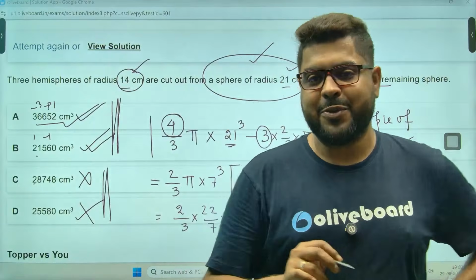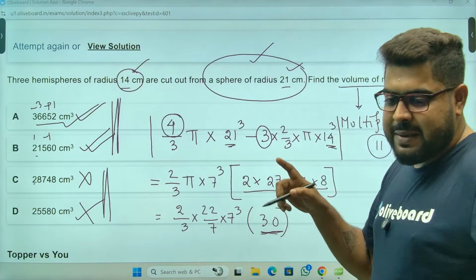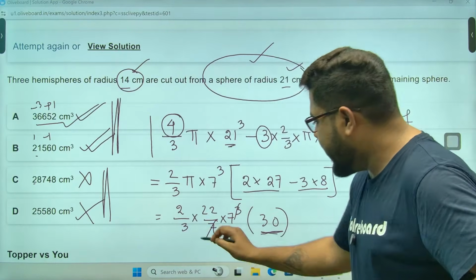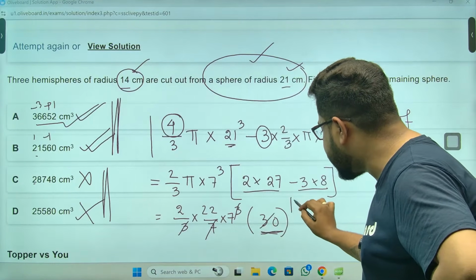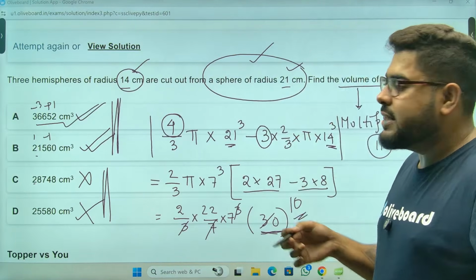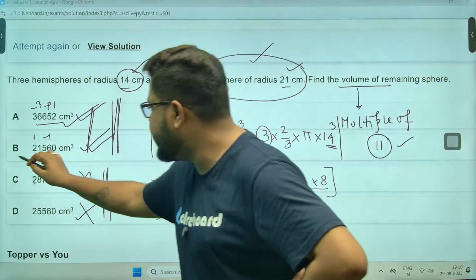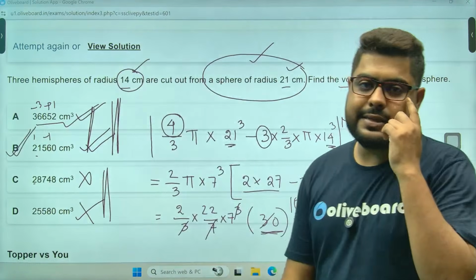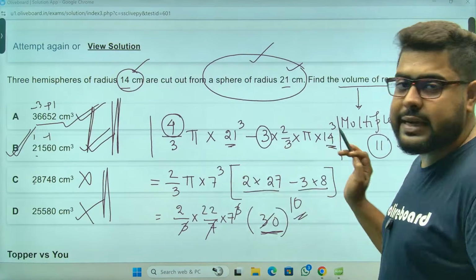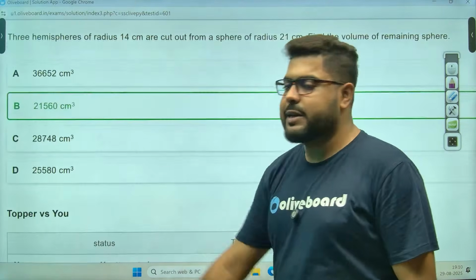Acha, sir, once I get 30, now do one thing. You don't need to calculate any more. This is a multiple of 10, sir. Meaning my answer, whatever you multiply, because the 7 cancels, and the 3 cancels, and we get a 10. So my answer will have a 0 at the end. So out of these two options, which is having a 0 at the end? Sir, B, that's my answer. I don't need to do this entire complicated calculation. This much is enough for me to say that my answer 100% is B.